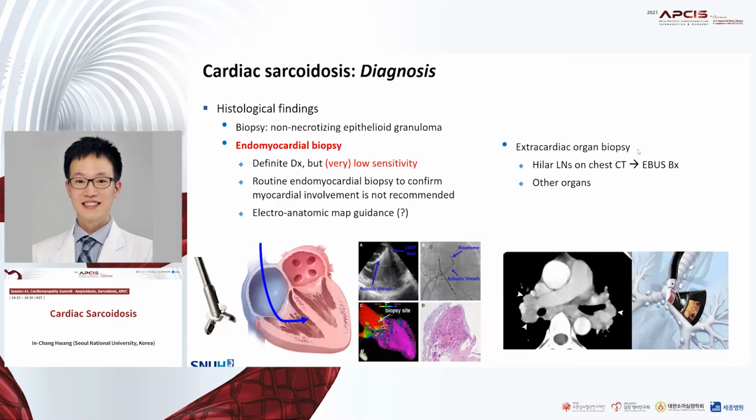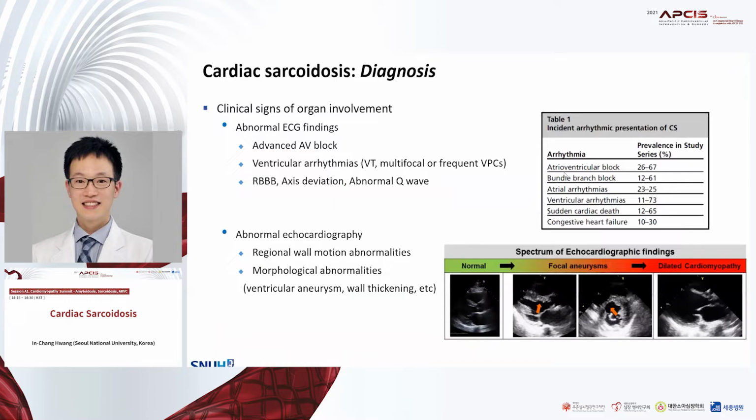The confirmative diagnosis of cardiac sarcoidosis can be made by endomyocardial biopsy, but we all know that its diagnostic yield is very low. Recently, electroanatomic map guided biopsy has shown promising results, but it requires intense cooperation with EP specialists. Instead, in patients with typical features of cardiac sarcoidosis, the detection of non-caseating granuloma in other extracardiac organs, such as hilar lymph nodes, can provide an accurate diagnosis. Because the endomyocardial biopsy has very low sensitivity, we need to think about the clinical signs of organ involvement.